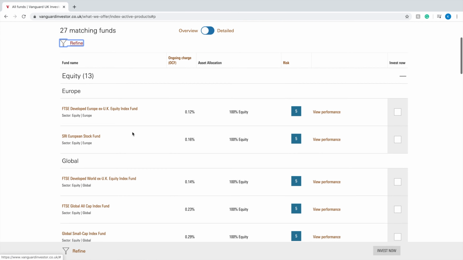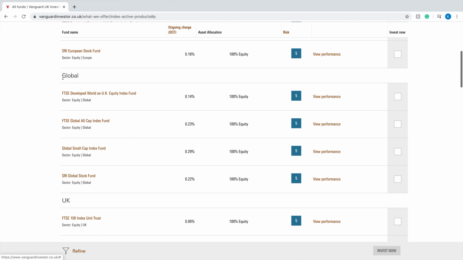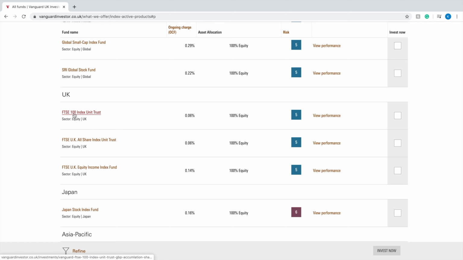And as you can see, each region of the world has its own index fund. So if you're interested in investing in equities or stocks in Europe, then you can invest in these two funds. Then there's also the global fund. So if you want to invest a little bit in each region of the world, so North America, Europe, Asia, etc. Then you've got the UK, so the FTSE, Financial Times Stock Exchange 100 Index Trust.